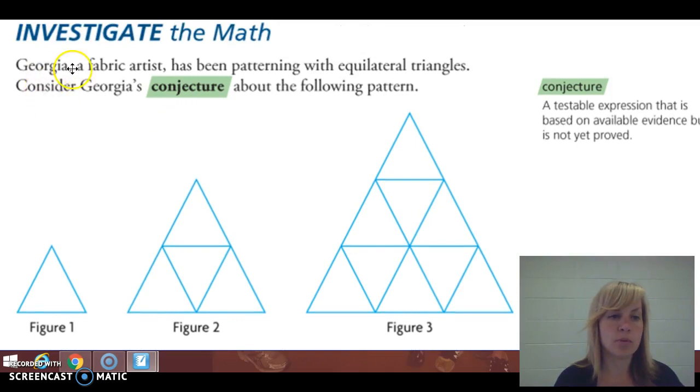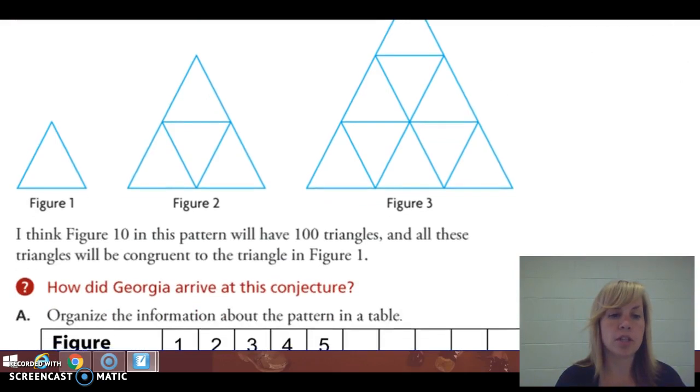So in this example, Georgia is a fabric artist and has been patterning with equilateral triangles. Georgia makes the following conjecture. She thinks figure 10 will have 100 triangles. So if we look at figure 1, it has one triangle. If we look at figure 2, it has 1, 2, 3, 4 triangles. If we look at figure 3, it has 1, 2, 3, 4, 5, 6, 7, 8, 9 triangles.